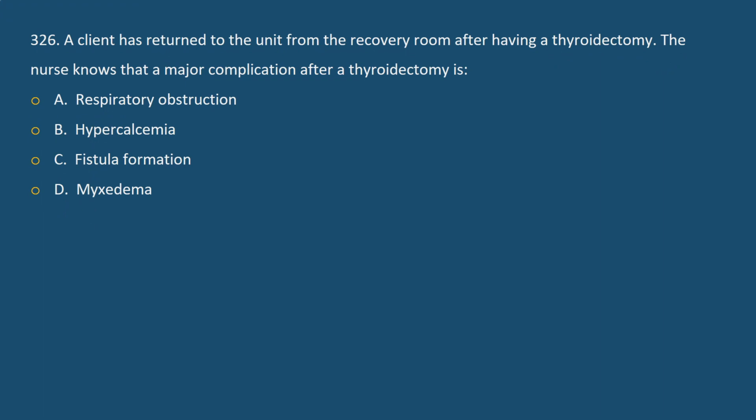Question 326. A client has returned to the unit from the recovery room after having a thyroidectomy. The nurse knows that a major complication after thyroidectomy is: A. Respiratory obstruction, B. Hypercalcemia, C. Fistula formation, D. Myxedema.